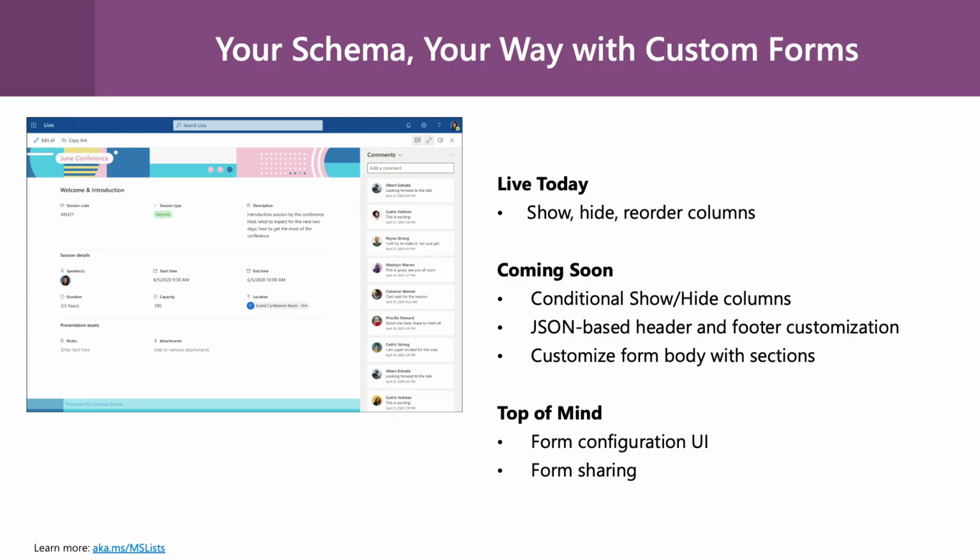We also saw how you can customize list forms to streamline data entry scenarios and provide important contextual information next to items. It's super simple to show, hide, and reorder fields in the form in the product today. Just point, click, and drag. Soon, we will begin rolling out the ability to conditionally show or hide fields. In other words, only show a particular field when a condition is met.